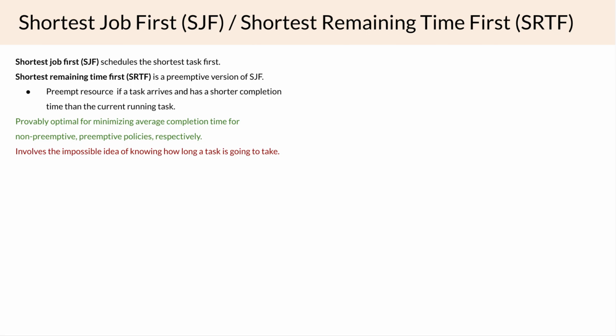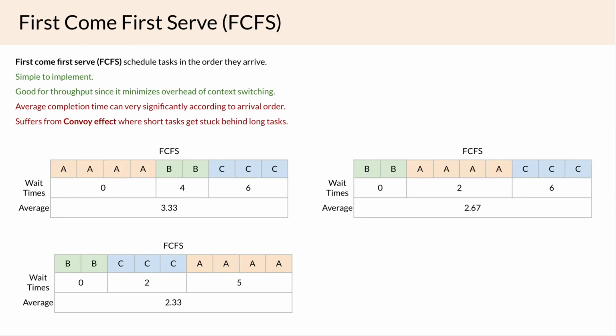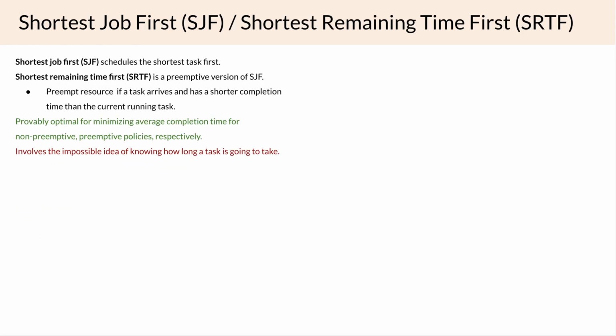And we proved this mildly before, but these algorithms are provably optimal for minimizing the average completion time for non-preemptive versus preemptive policies, respectively. The reason is, if we go back to this slide, every time we choose to schedule a longer executing thread before a shorter one, we increase the average waiting time, because any subsequent thread in the system needs to wait for all previous threads to finish executing.